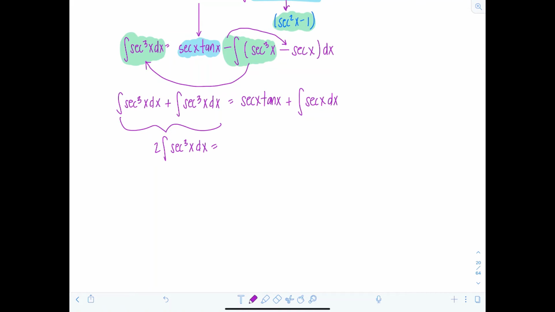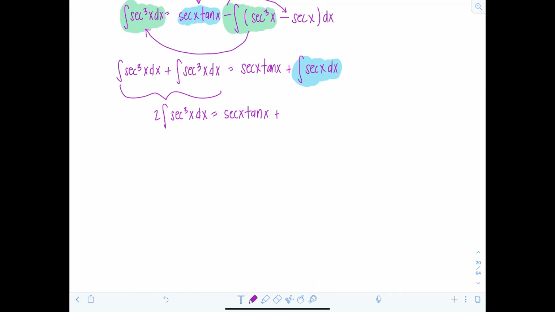This equals secant x tan x plus, oh, that's right, we just went over what the integral of secant x dx is, and we put it to memory, and now we're going to bust it out. It's natural log absolute value secant x plus tan x plus c1. Why am I doing c1? You'll see in a hot second. Okay, last thing, I need to divide by 2.